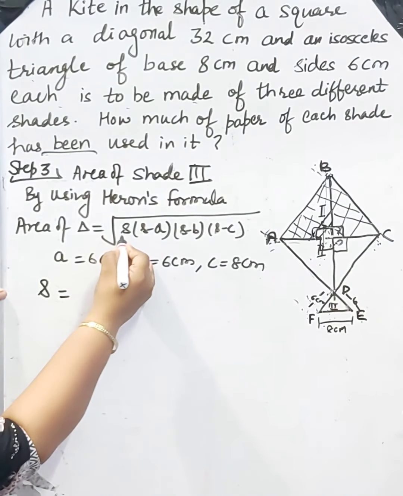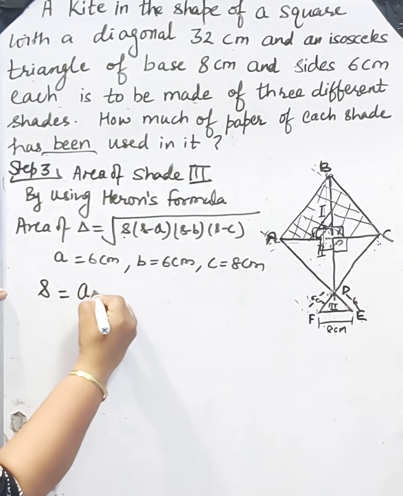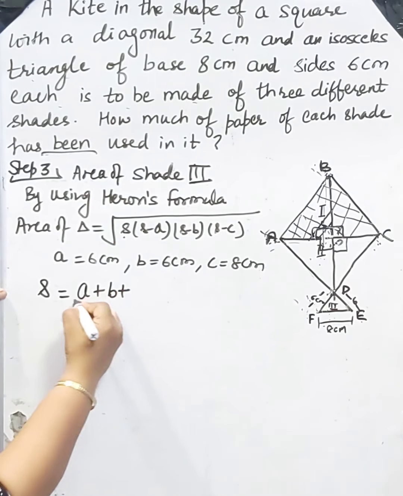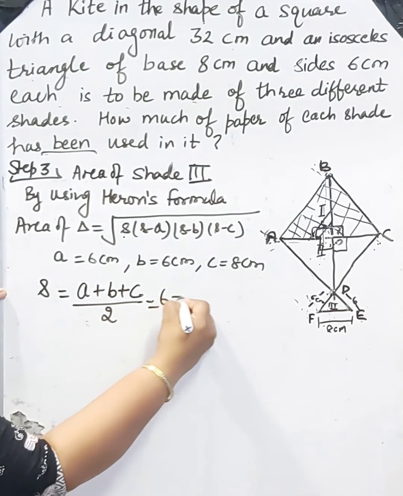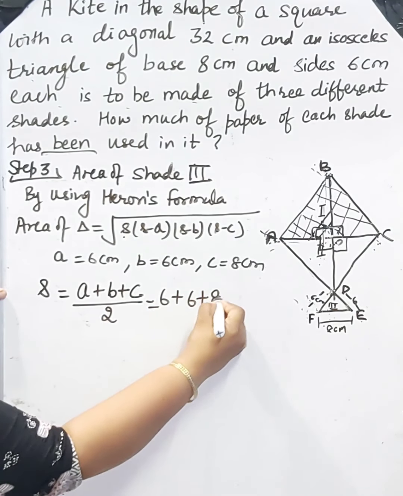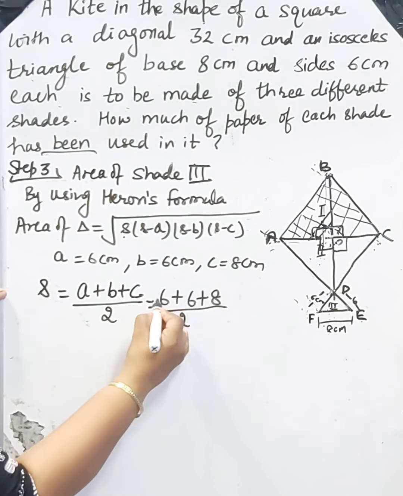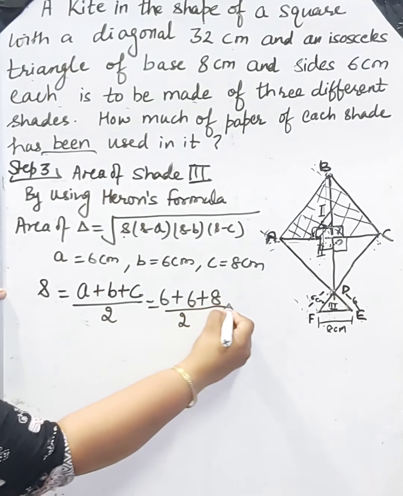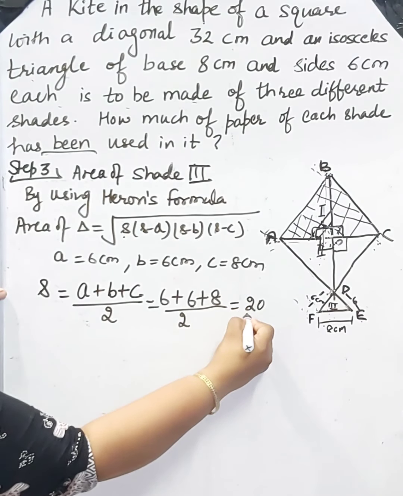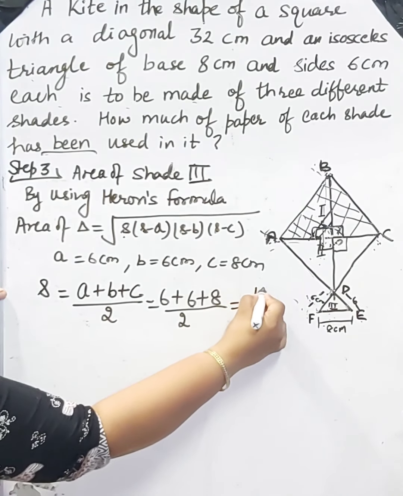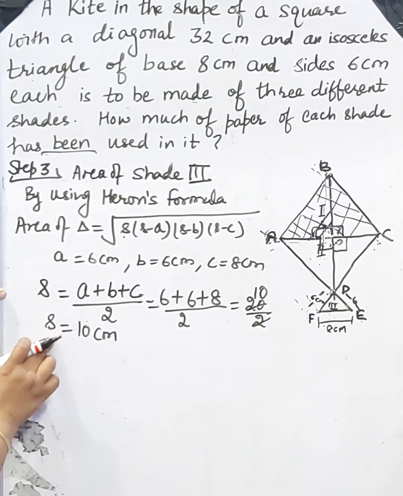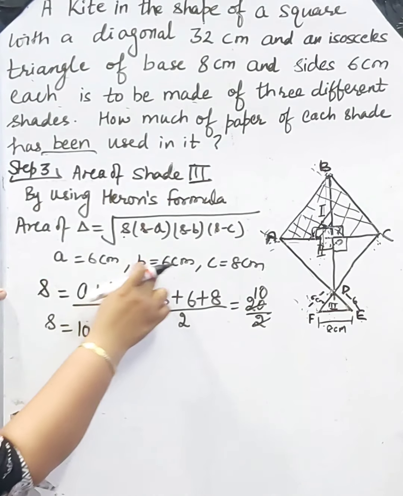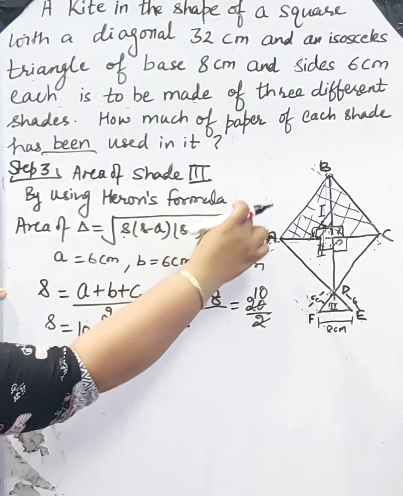And calculate its semi-perimeter. S means semi-perimeter. S equal to A plus B plus C divided by 2. A is 6, B is 6 and C is 8 centimeter. Now 6 plus 6, 12, 12 plus 8, 20. Divided by 2, S equal to 10 centimeter. Now in the next step we have to put the values of S, A, B, C under this square root.